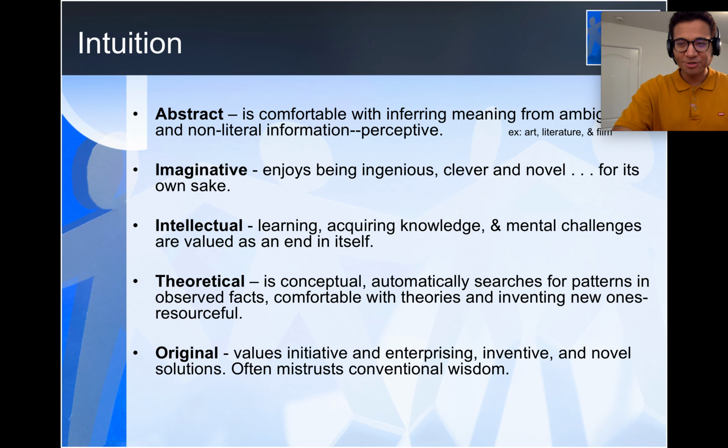Okay. Here's some salient traits of N, intuition. Abstract is comfortable with inferring meaning from ambiguous and non-literal information. Perceptive. So someone with N might have an interest in something abstract, such as art, literature, and film. Imaginative enjoys being ingenious, clever, and novel for its own sake. Intellectual, learning, acquiring knowledge, and mental challenges are valued as an end in itself. Theoretical is conceptual, automatically searches for patterns in observed facts. Remember that whole detective type thing? Detective type mind? Maybe that's you.